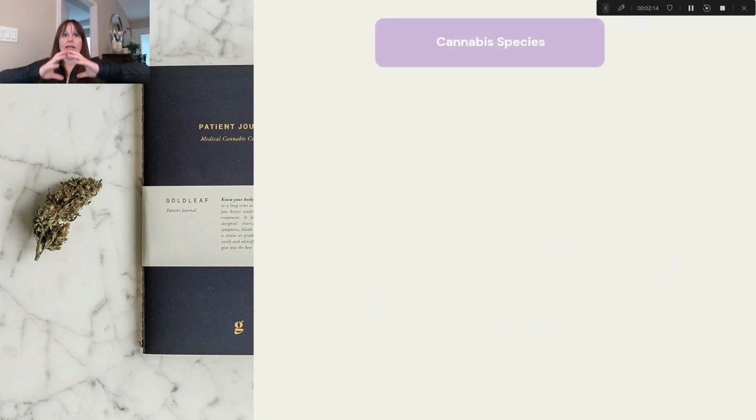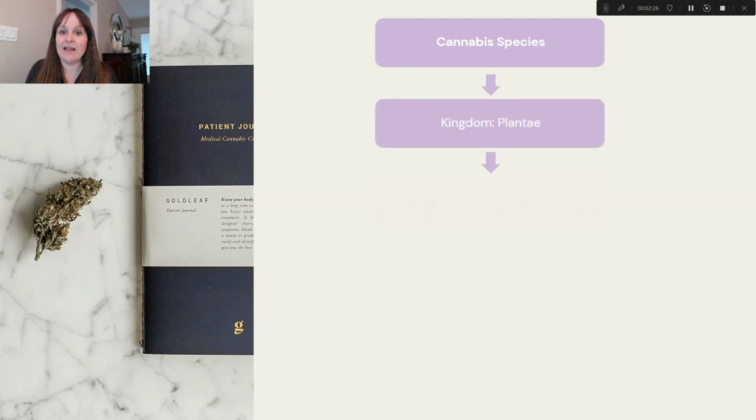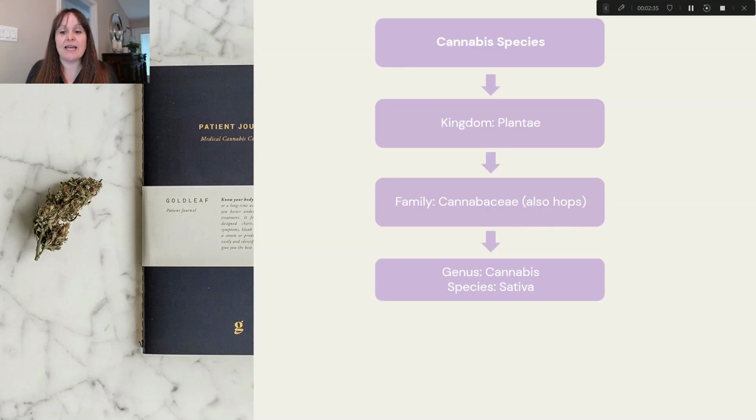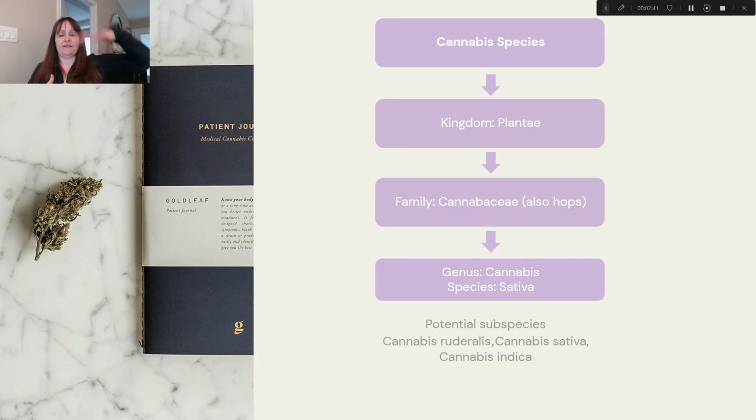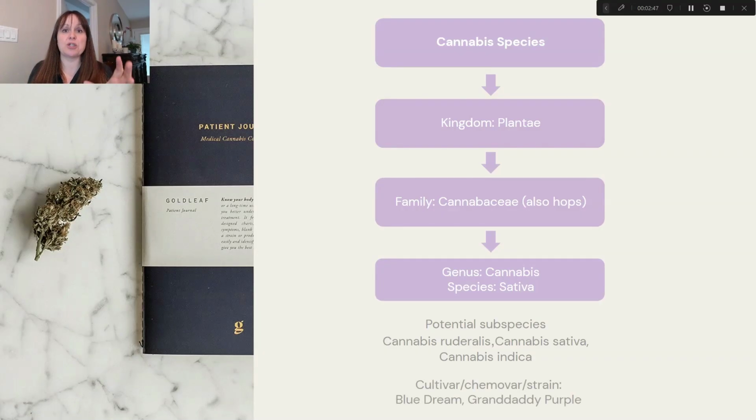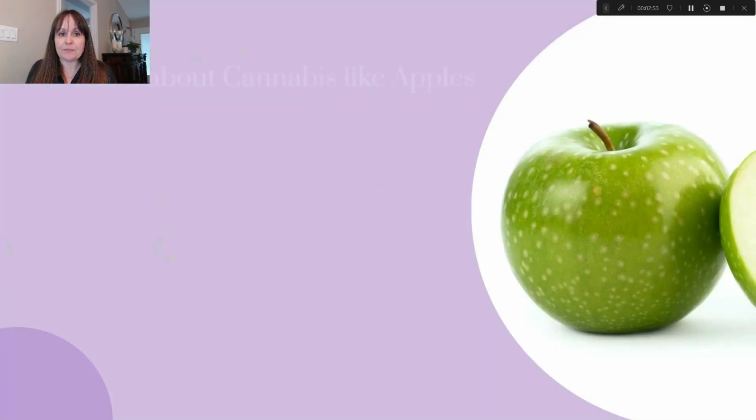Okay, first of all, let's think about it on a really big meta scale. The cannabis species is classified into several different levels. It starts out in the kingdom Plantae, and then the family is Cannabaceae. Hops are also in the Cannabaceae family. Then we move down to the genus, which is cannabis, and the species, which is sativa. And then we have these potential subspecies of Cannabis ruderalis, Cannabis sativa and Cannabis indica. And then we get right down to the strain name or the cultivar name, like Blue Dream or Chemdog or something like that. But it is infinitely more complicated than that.